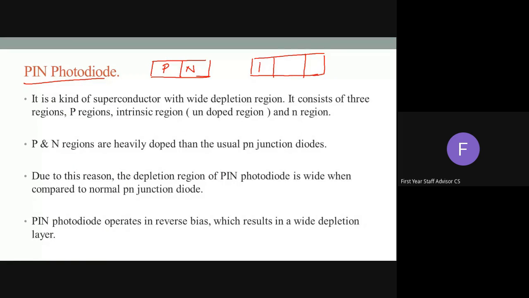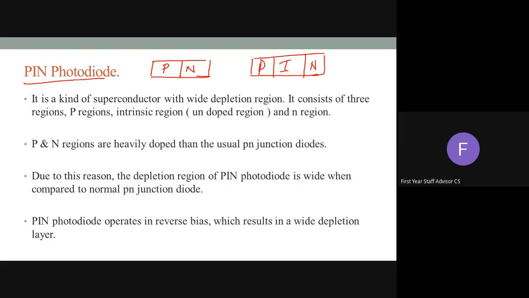Okay, we know normally we have a p-type semiconductor, n-type semiconductor. In a pin photodiode, an intrinsic type semiconductor. What do you mean by intrinsic semiconductor? Intrinsic semiconductor is just pure semiconductor, or we can say it is an undoped semiconductor.